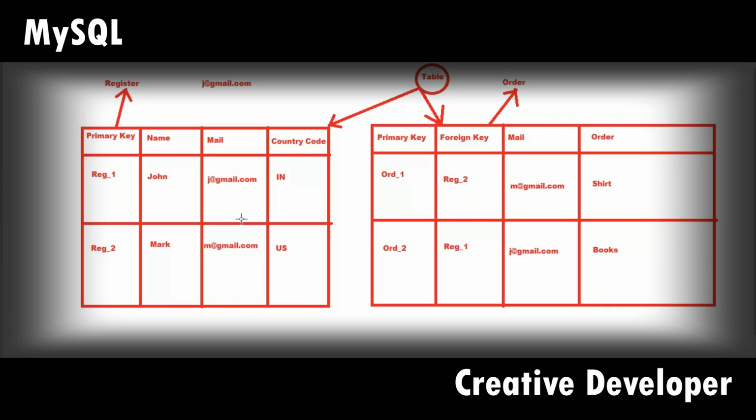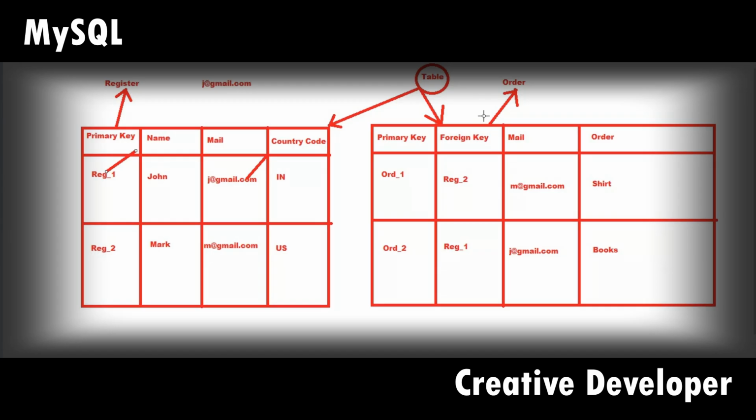Whatever product we ordered, whatever address we saved, at that time it will understand John is logged in, and it will show all the details of John. Okay, so now suppose John logs in, and after that John wants to see his order history. Here you can see John is logged in, right? John's primary key is reg1.